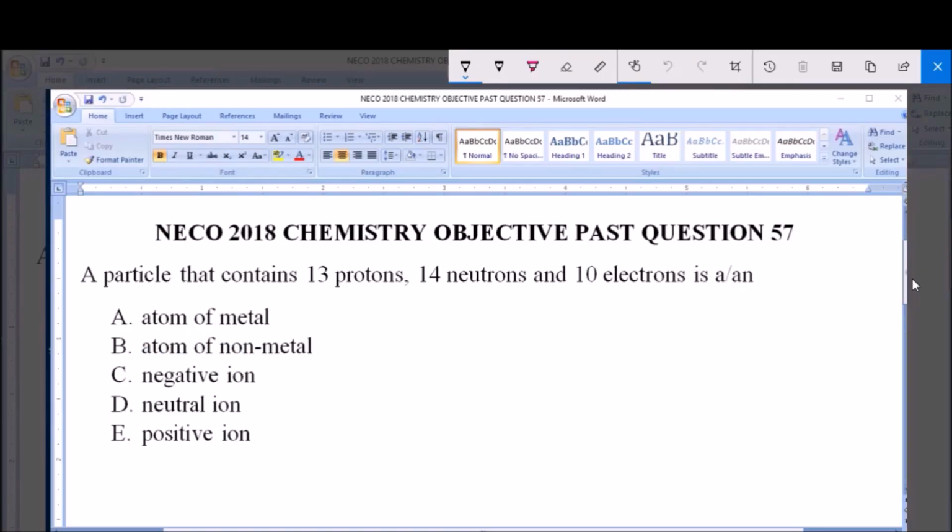Good day and welcome. I'll be answering NECO 2018 Chemistry Objective Past Question 57. A particle that contains 13 protons, 14 neutrons and 10 electrons is A, an atom of metal, B, atom of non-metal, C, negative ion, D, neutral ion, and E, positive ion.